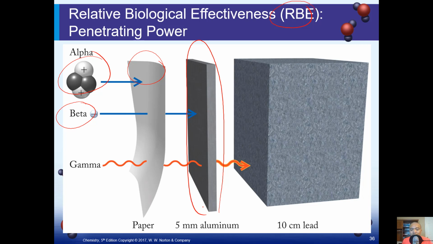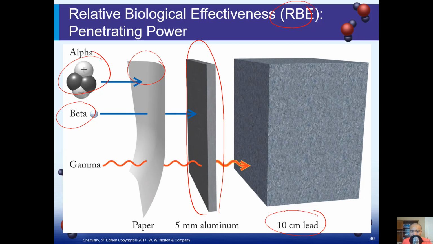Gamma rays have no mass and so have the highest penetrating power. They have the lowest RBE value of 1.0. The gamma rays can be stopped by a thick layer of lead.